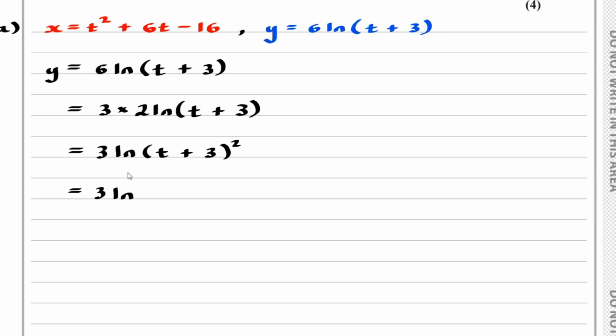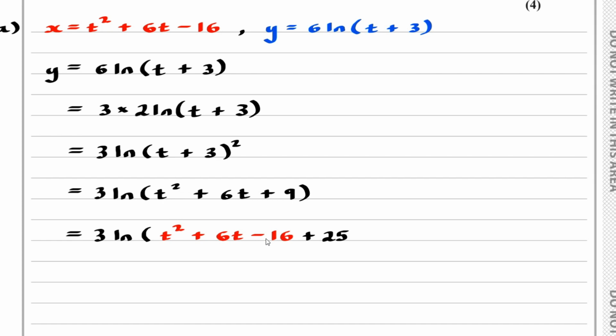So I have 3 times the natural log of, well, if I work out t plus 3 squared, I end up with t squared plus 6t plus 9. Now I want this to be in terms of x. So I've got 3 times the natural log of, well, I know what x is, that's t squared plus 6t minus 16. Here I've got a t squared plus 6t, so I can adjust with my constants to end up with an argument involving x. So I have t squared plus 6t subtract 16, and then I need to add on the 25 because the negative 16 and the 25 give the 9. So I have 3 times the natural log of x, because that's what t squared plus 6t subtract 16 is, plus this 25, which means a is 3 and b is 25.